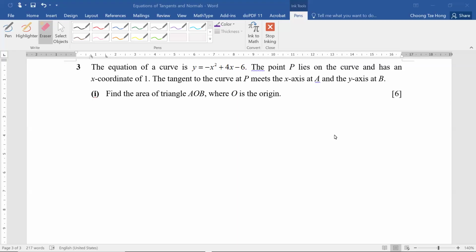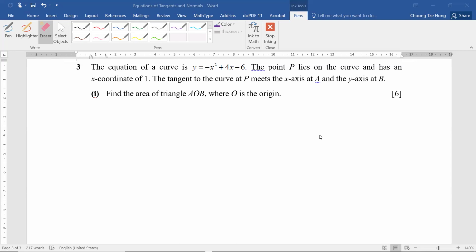Hi students, in this video I'll be going through the 2015 O-Level Additional Mathematics Paper 2 question 3. This is a question regarding the equations of tangents and normals. So let's read the question.